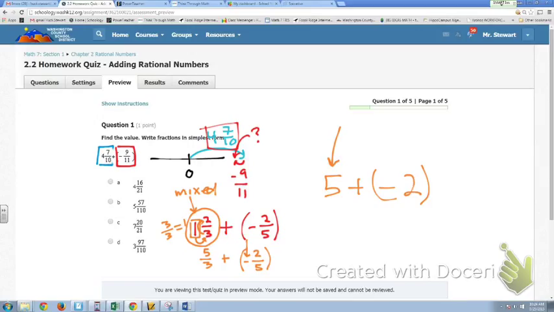So let's change colors here and keep going. Now, I need the denominators to be the same. I can't just add straight across, 5 plus 2 and 3 plus 5. I just can't do that. Fractions don't work that way.